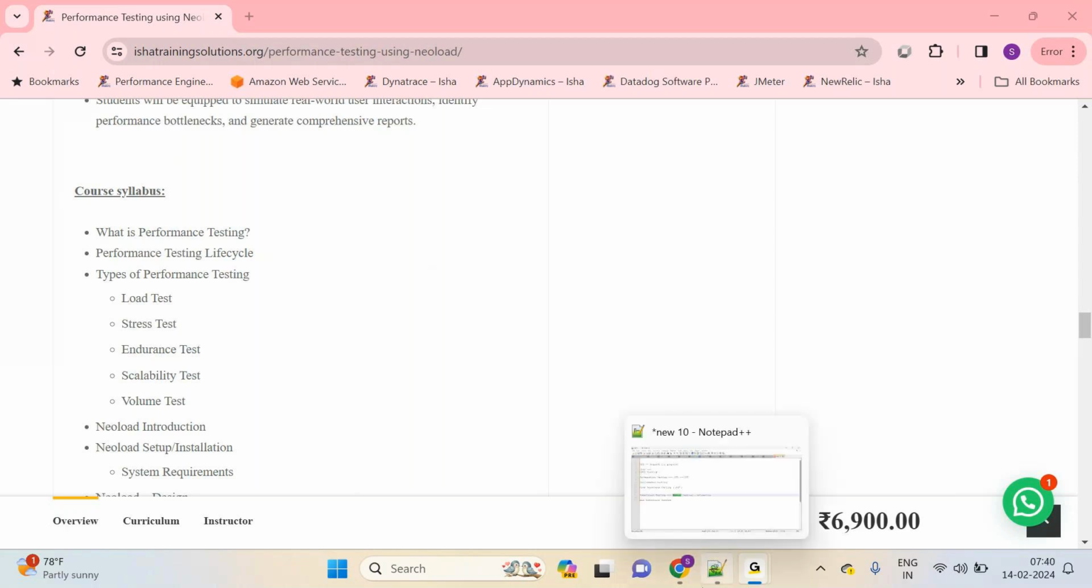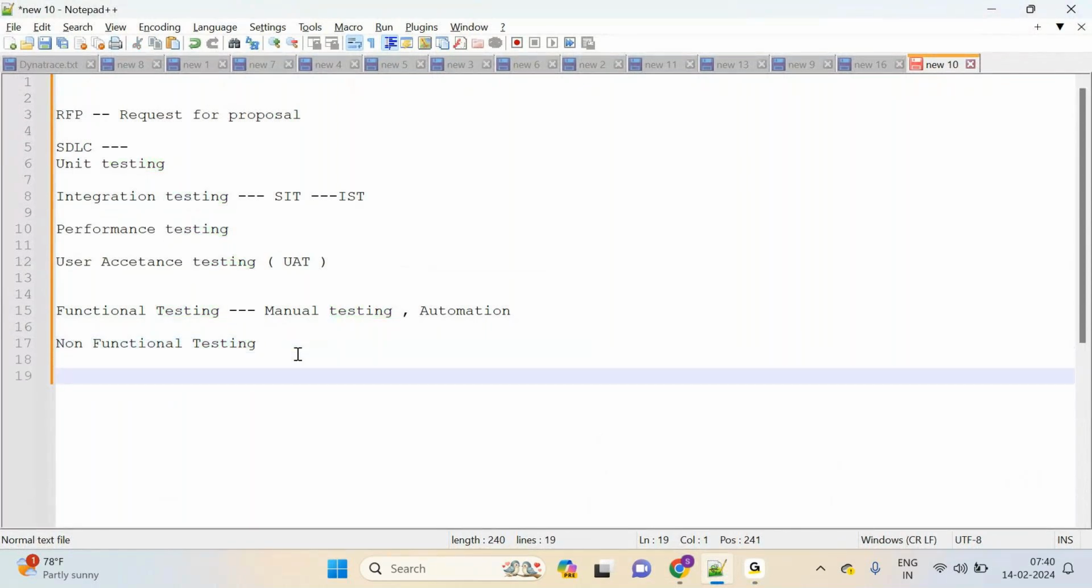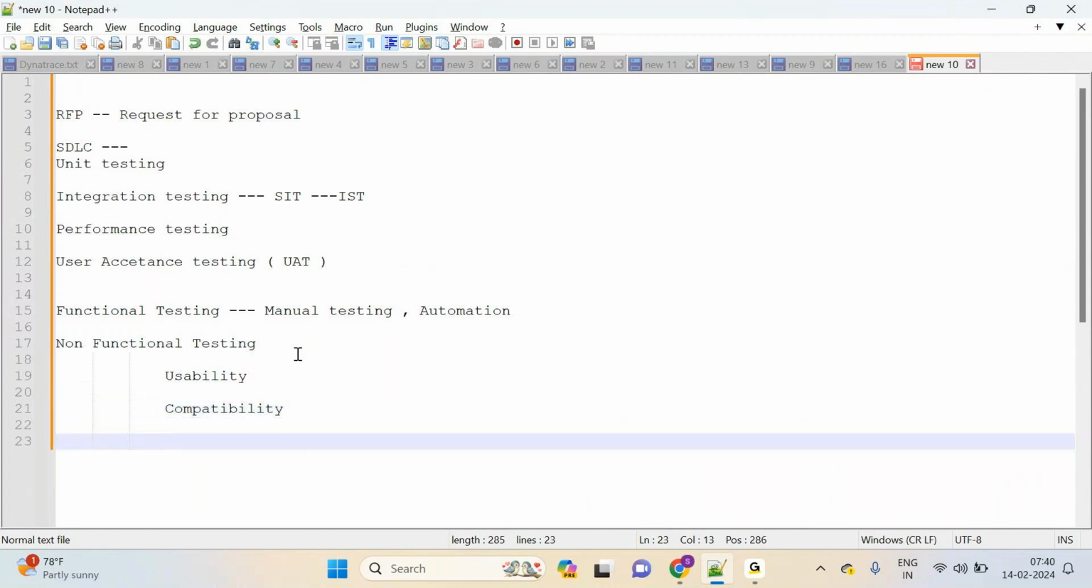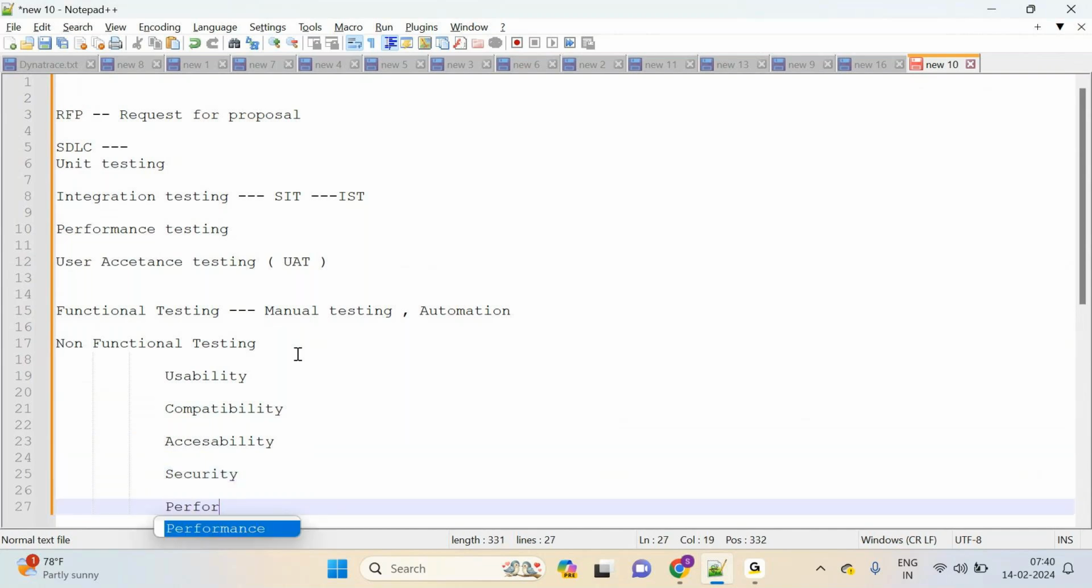The other side is called non-functional testing, which is not at all related to functionality, but to the non-functional aspects of the application. So what are all the test types? Majorly, they are usability, compatibility, accessibility, security, and performance. So these are the non-functional testing types.